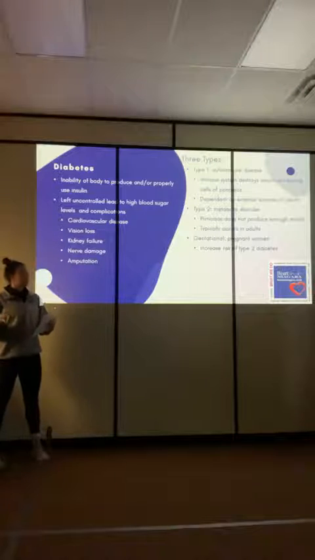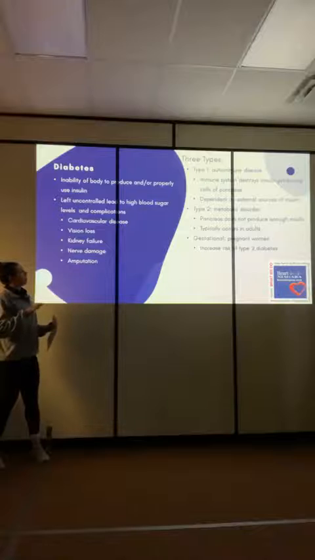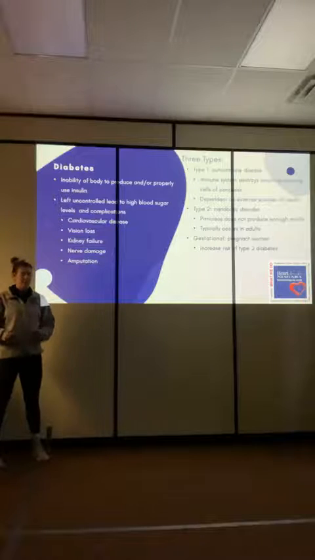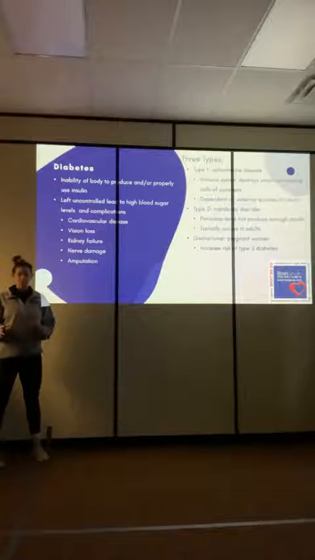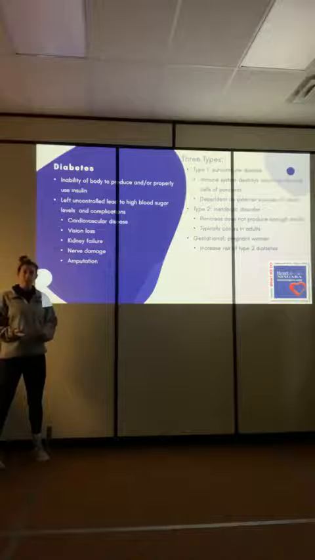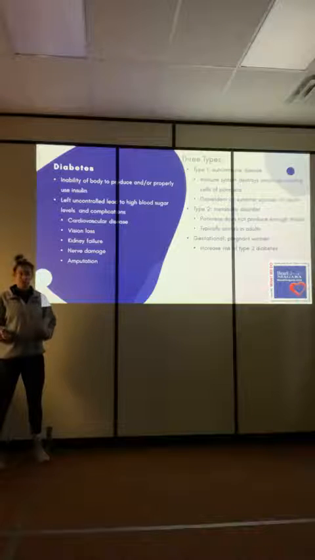So if it's left uncontrolled, diabetes can lead to high blood sugar levels and complications such as heart disease, vision loss, kidney failure, nerve damage, and amputation. There are 3 different types of diabetes. The first one is type 1, which is an autoimmune disease, and the immune system is destroying your insulin-producing cells in the pancreas. Normally, people who are younger get type 1 diabetes and then require external sources of insulin the rest of their life. Type 2 is a metabolic disorder, so this is normally seen in adults.